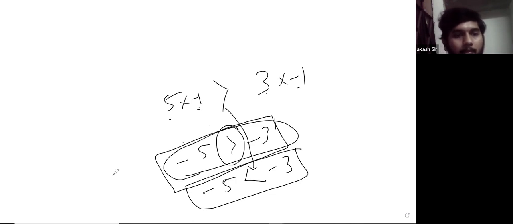Okay, Mohammed, now is it clear? If you multiply by a negative number on both sides or divide by a negative number, you have to change the sign. Okay, if you have greater than or equal to sign, then you have to write less than or equal to sign. If you have greater than sign, then you have to write less than sign, and vice versa. Okay, clear?